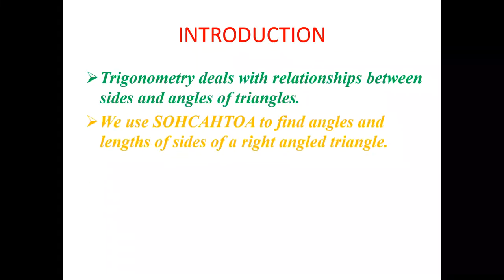Now, when we are finding the length of sides of a right-angled triangle and even its angles, we always use SOHCAHTOA, which most of you know as sine is equal to opposite over hypotenuse, then cosine is equal to adjacent over hypotenuse, and then tangent is equal to opposite over adjacent. Find angles and length of sides of a right-angled triangle.